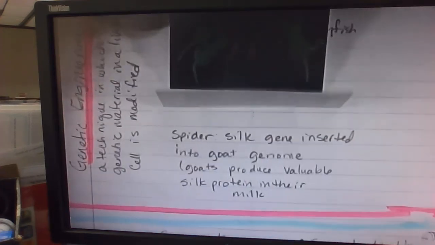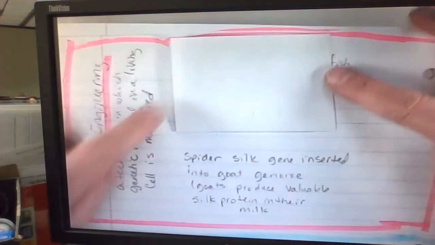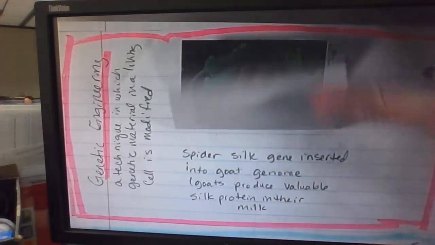Then grab yourself a highlighter. Highlight genetic engineering and box in our pictures, our information, our term.